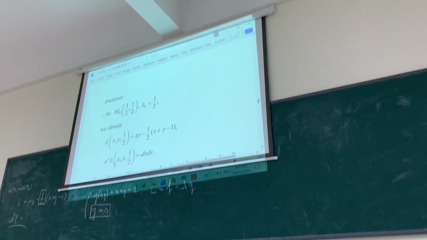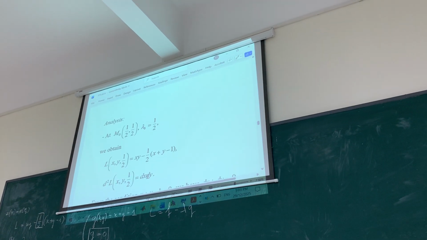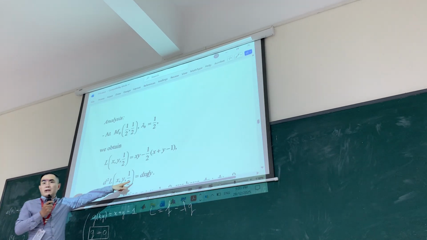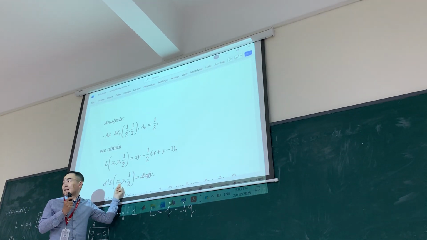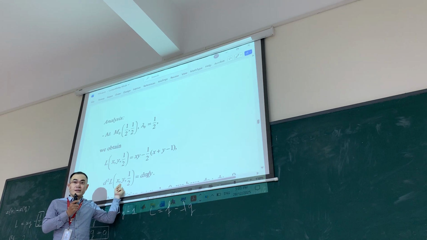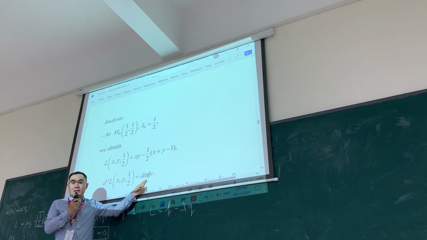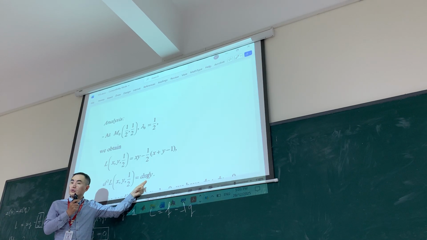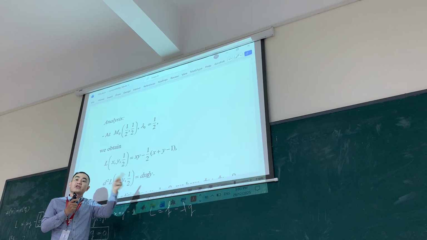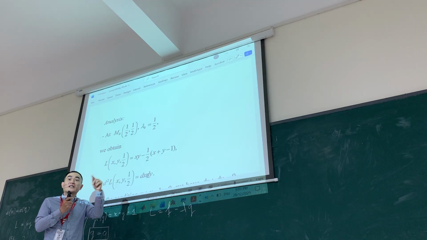The d squared L is equal to the formula in dx, dy. It's not easy to check the sign here. I don't know whether the sign is positive or negative. How to check that? We use the additional condition.